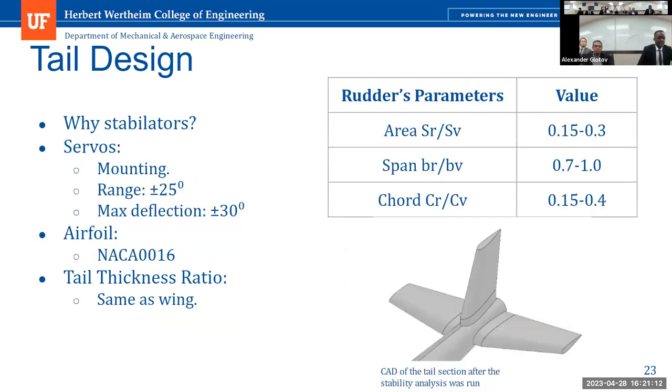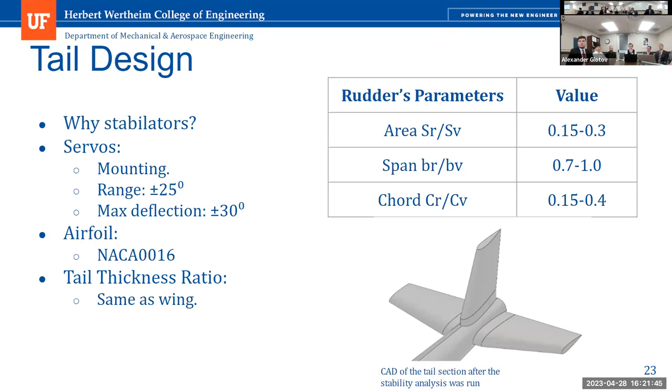Right, for static stability analysis, the reason that we chose stabilators over a conventional tail was mostly for the greater control surface that they provide. That means that we are going to have more maneuverability, and in the case we encounter a stall, having a bigger surface will help the pilot overcome this difficulty and come back to straight flight easier.